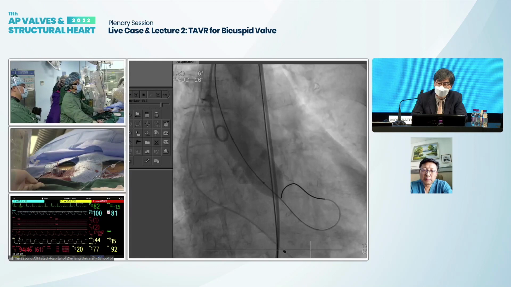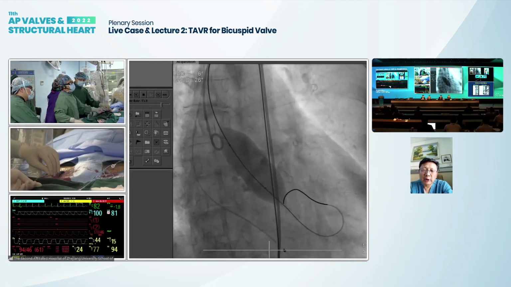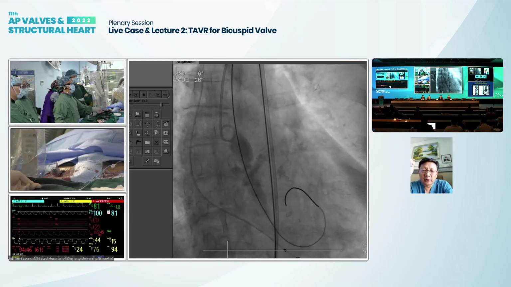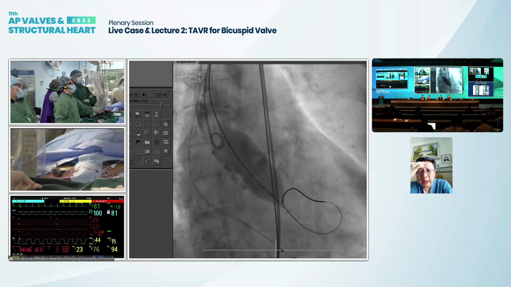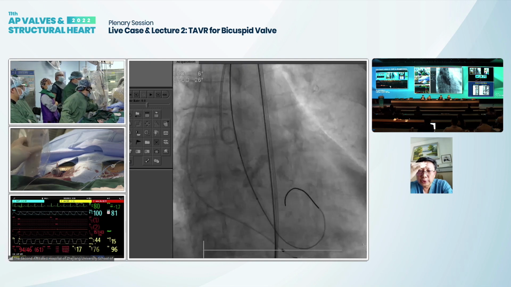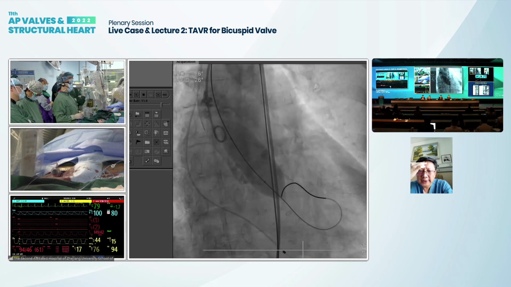Yeah. If you index to her BSA, probably large. So Professor Wang, which plane shows it more clearly? So Professor Wang, maybe not. From the balloon sizing, there is no regurgitation and it is totally open, no waist. So do you want to select 29 or 26?